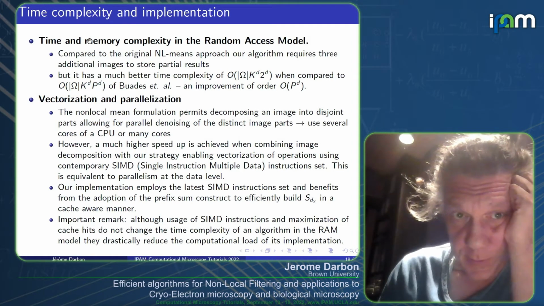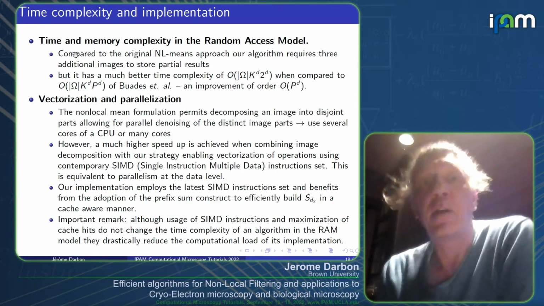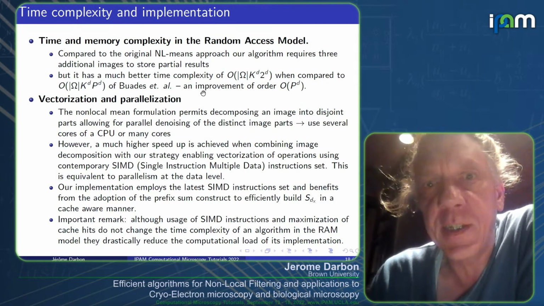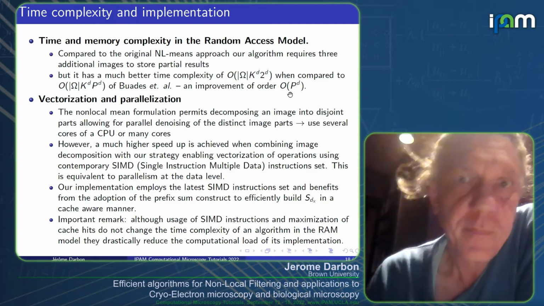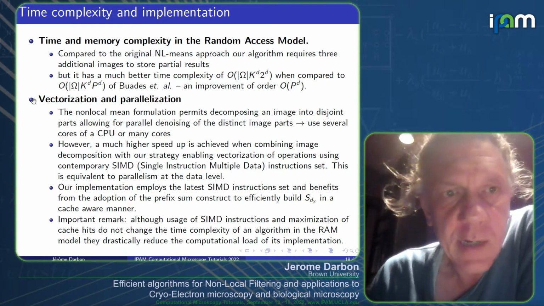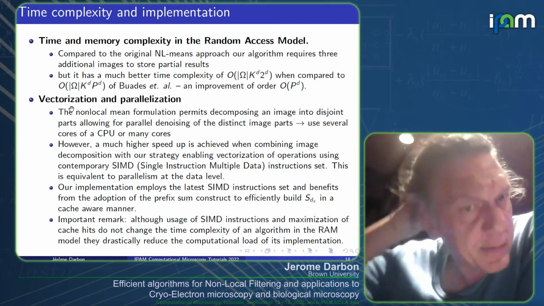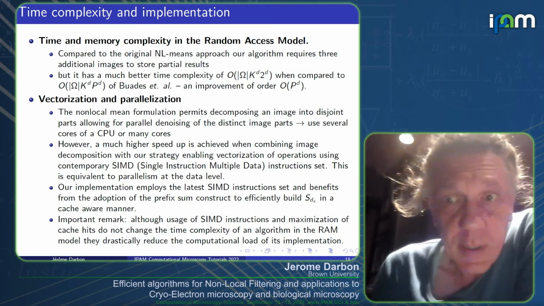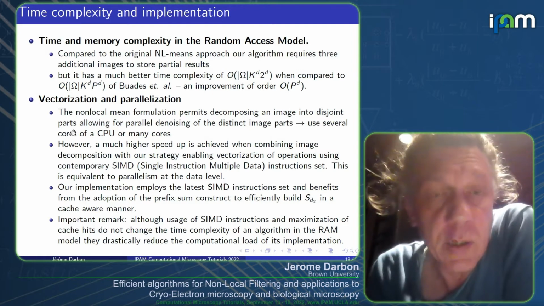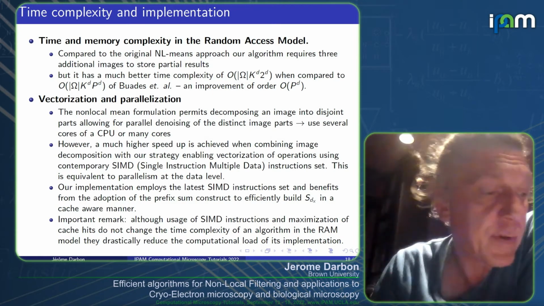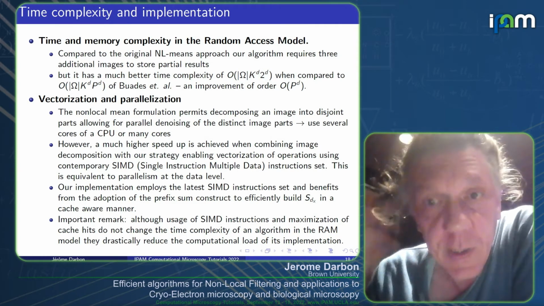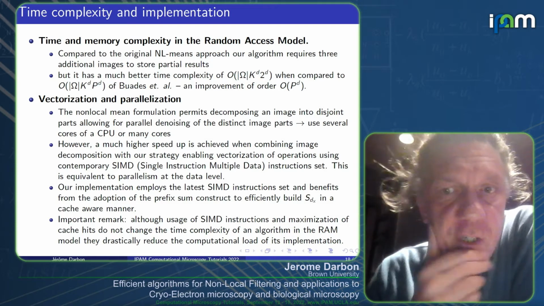So what do we have in terms of memory compared to the original algorithm? Well, we pay a price. We have a better time complexity, but we have to use more memory. So this is the price that we have to pay. But now with our new way of formulating the NLM algorithm, if you have many cores or many CPUs, then you can naturally do the parallelization.